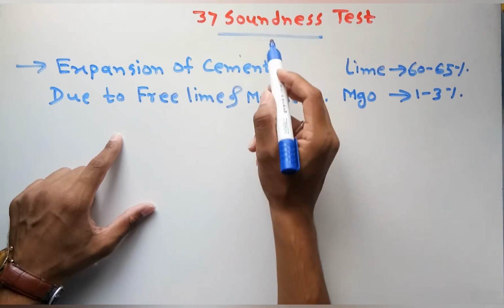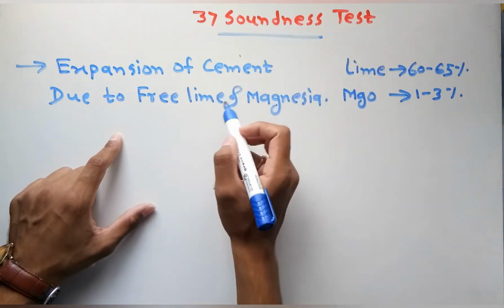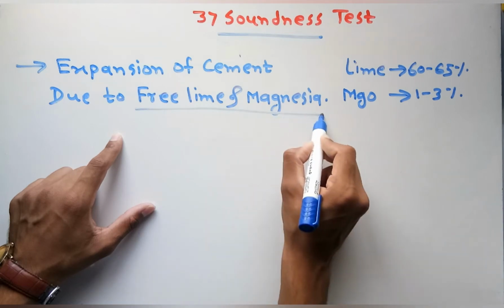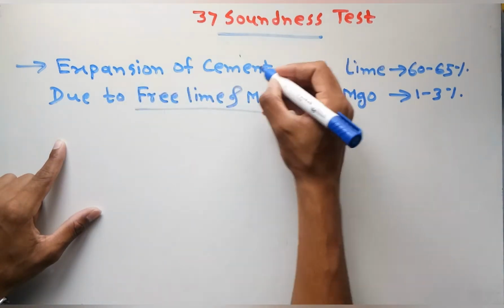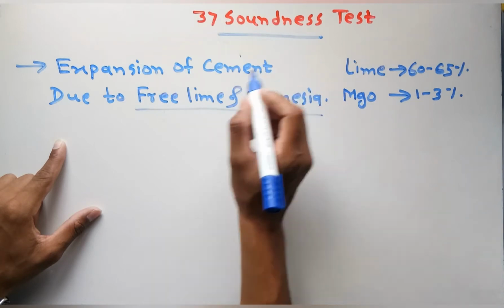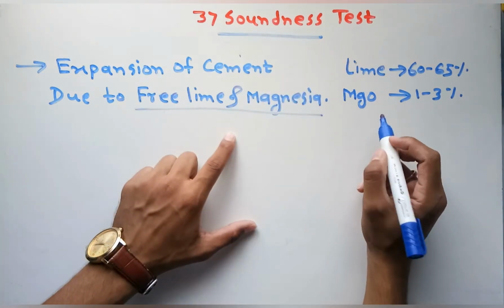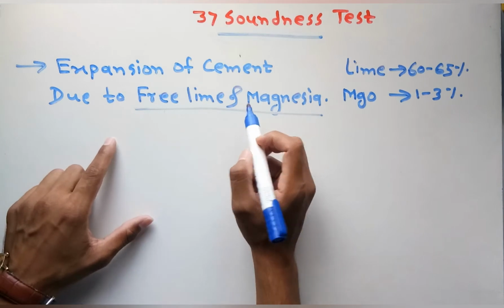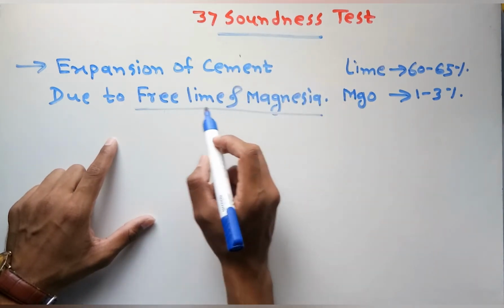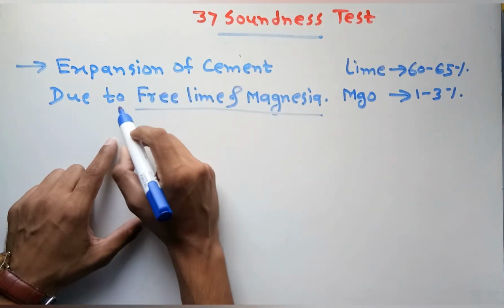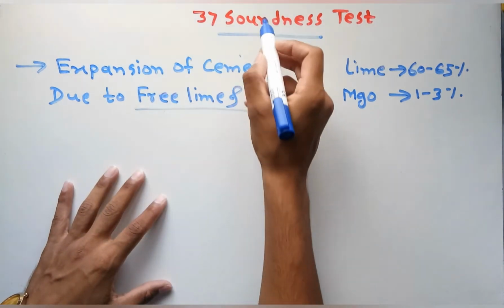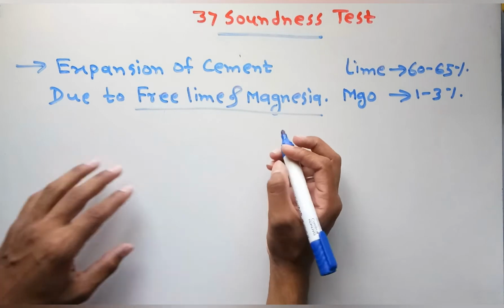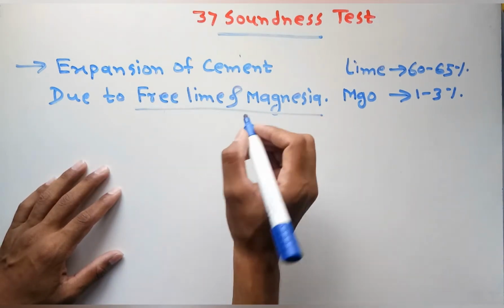So simply, in the soundness test we determine the quantity of free lime and magnesia, and we check whether it causes any expansion of cement, that is, a change in the volume of cement or not. So soundness is the property which deals with the expansion of cement, and it is caused by free lime and magnesia.